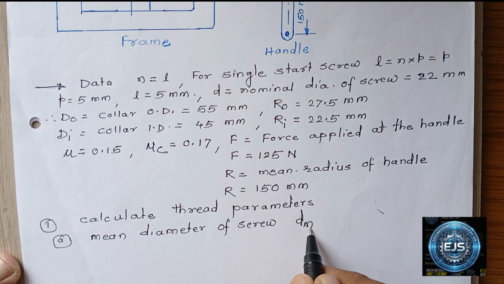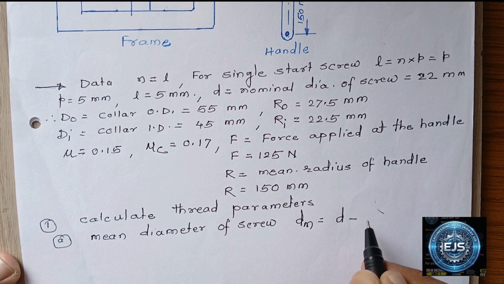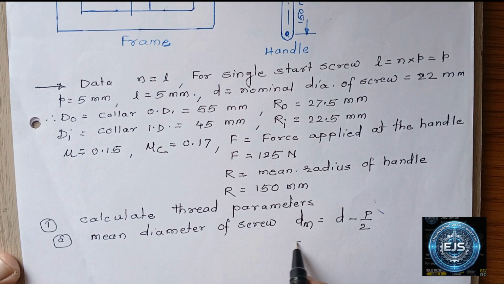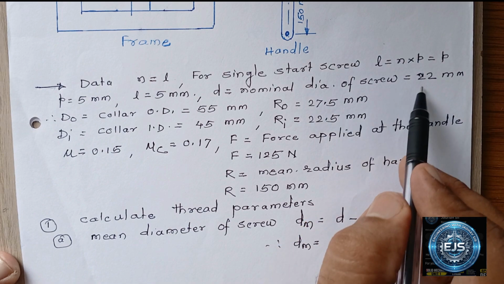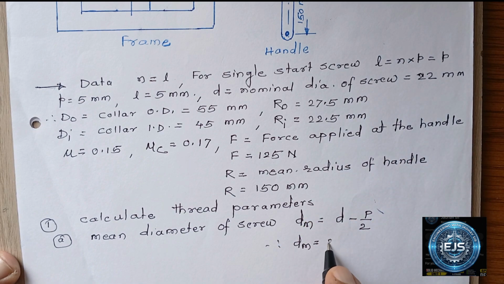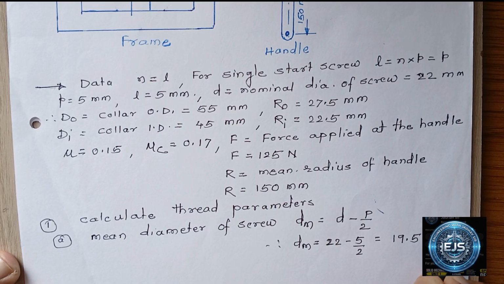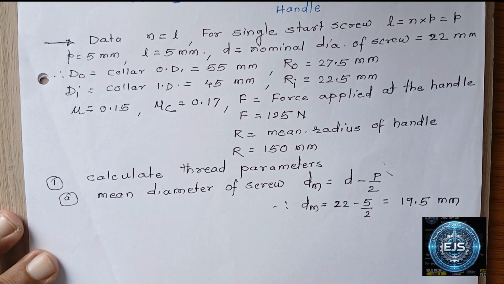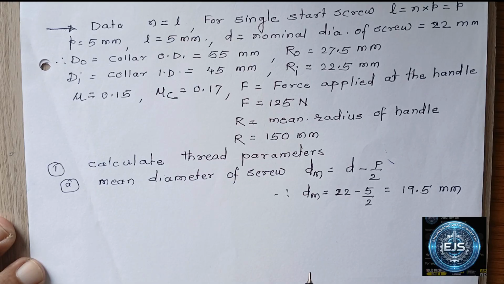Mean diameter of the screw is calculated as nominal diameter minus pitch by 2. So mean diameter we can calculate. Nominal diameter is given in the problem, that is 22 mm. So 22 minus pitch is 5 mm. So 5 by 2, 2.5 mm. 22 minus 2.5. So the mean diameter of the screw we can calculate as 19.5 mm. Mean diameter of the screw is 19.5 mm.